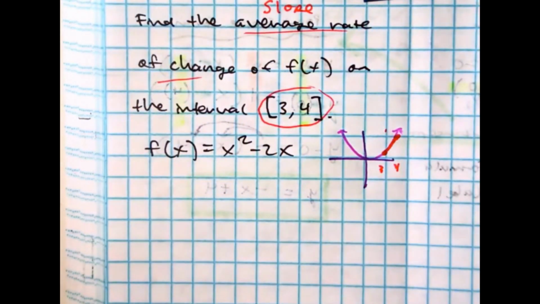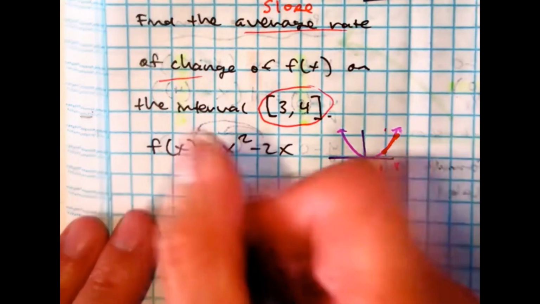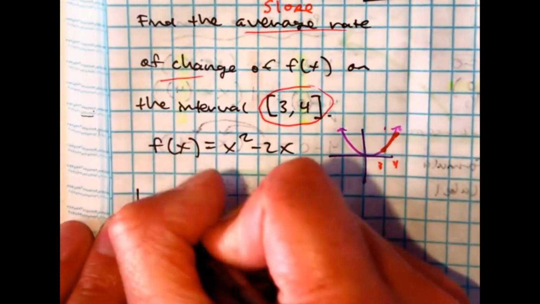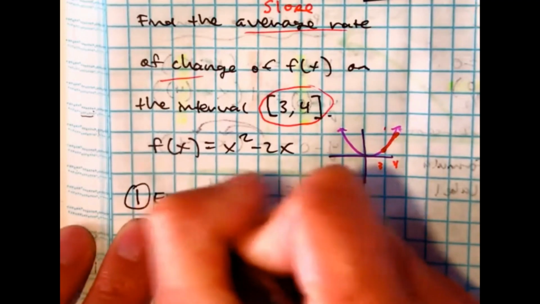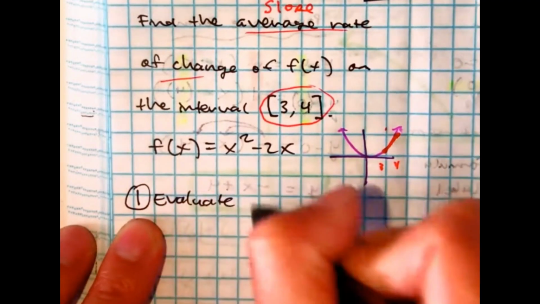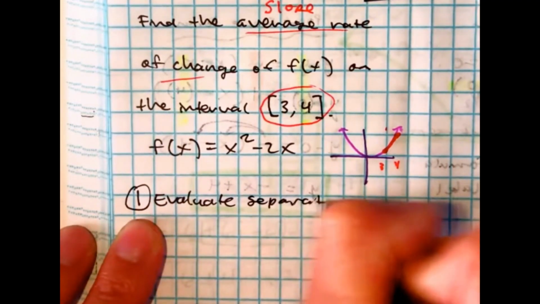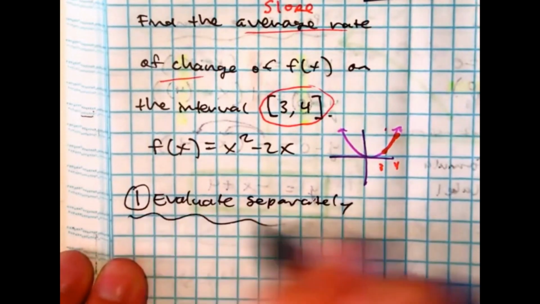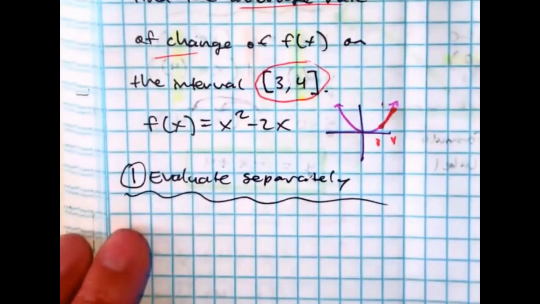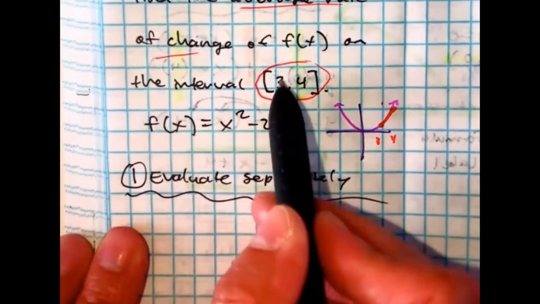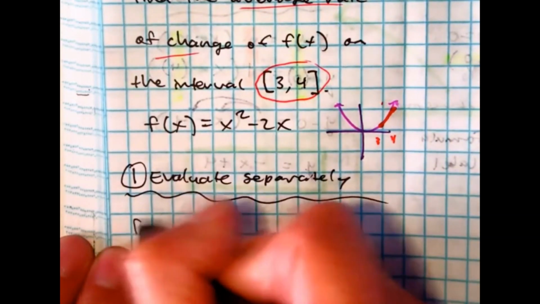So there's multiple ways of doing this problem, but I'm going to evaluate separately. So that's my first step, evaluate separately. What does that mean? I'm going to take my function and I'm going to put in 3 into my x value.